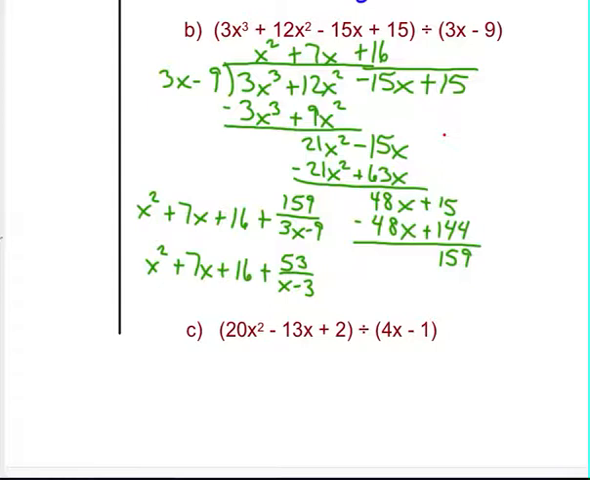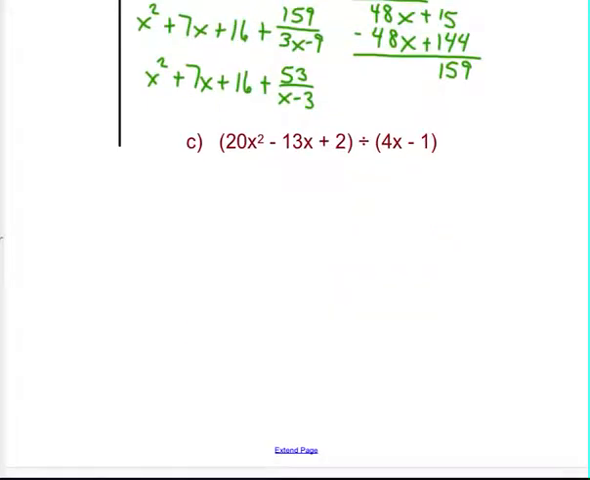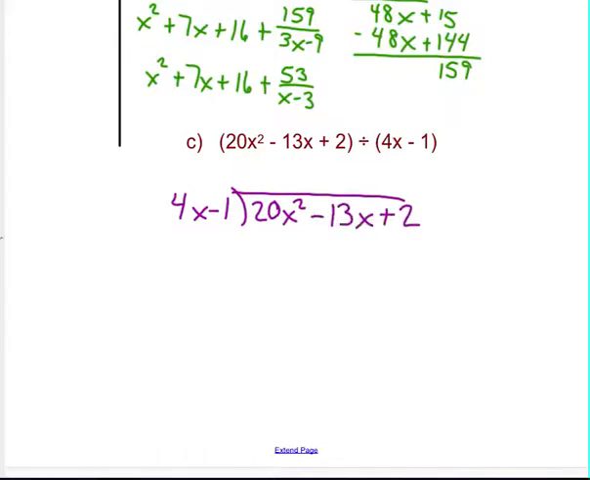One more example if you want to take a look at it. This is the last example, so if you feel comfortable with what we're doing, you can stop the recording. So we've got 4x minus 1 dividing into 20x squared minus 13x plus 2. 4x goes into 20x squared 5x times.